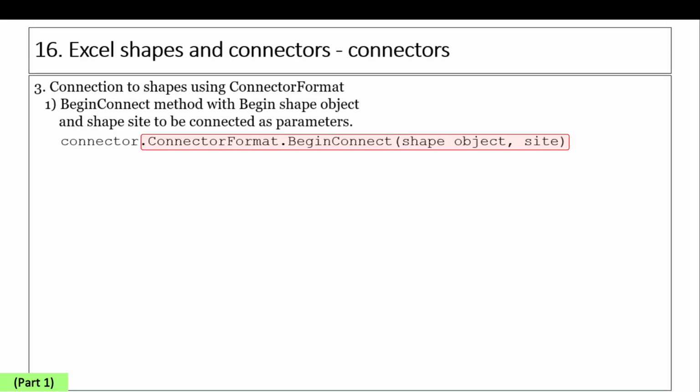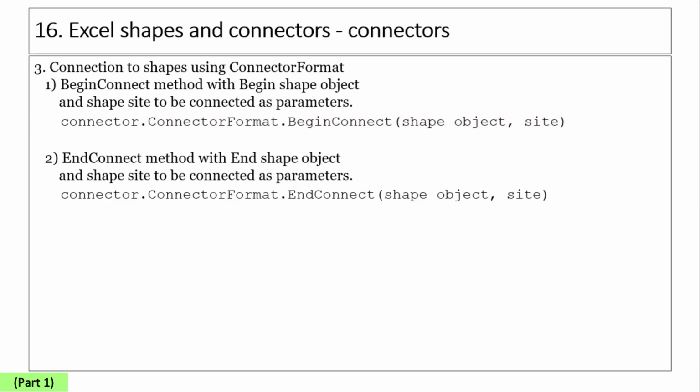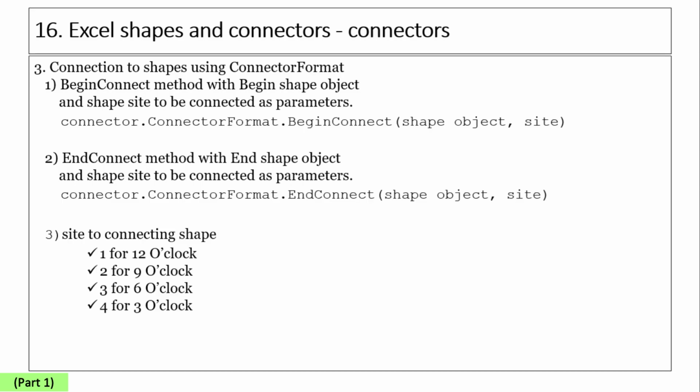We need to connect to the predecessor bar using the begin connect method. In contrast, we need to connect to the activity bar using the end connect method. The begin connect and the end connect methods accept two arguments. First is the shape object to be connected. Second is the connection site of the shape to be connected.